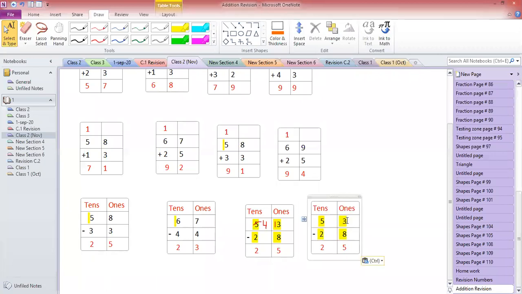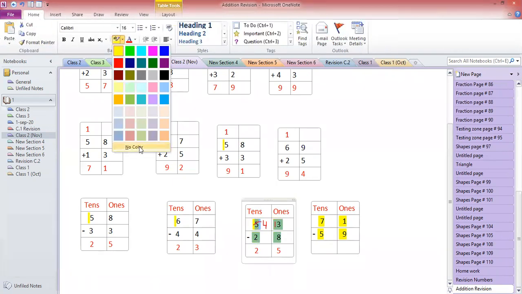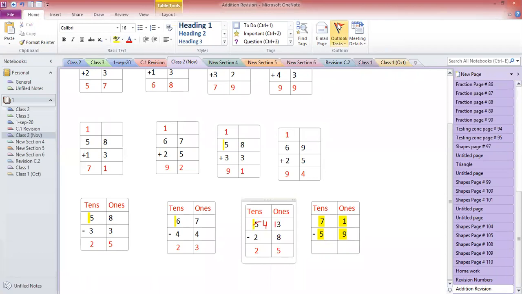So the question is now 1975. This is the next question. 71 minus 59. Solve it and tell me your answer. First solve it, then tell me your answer.